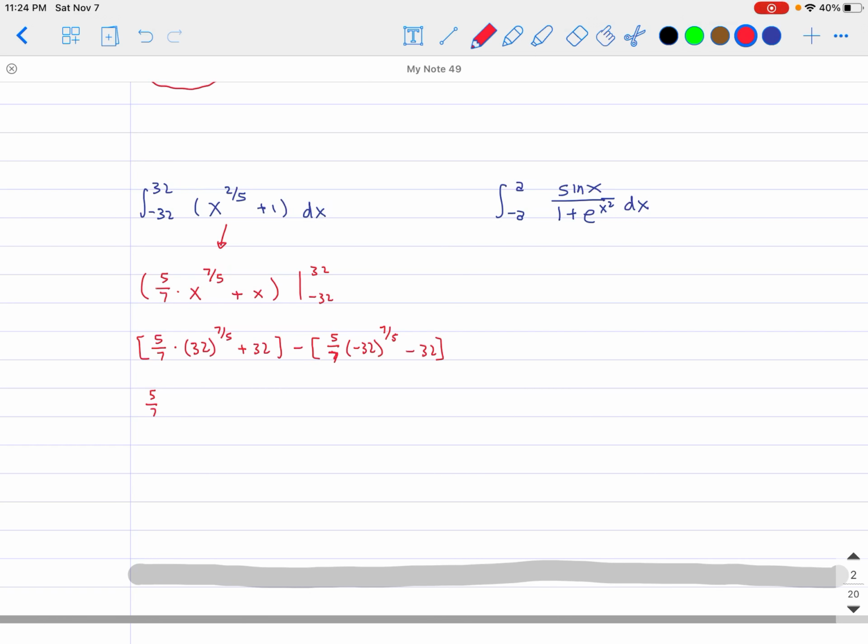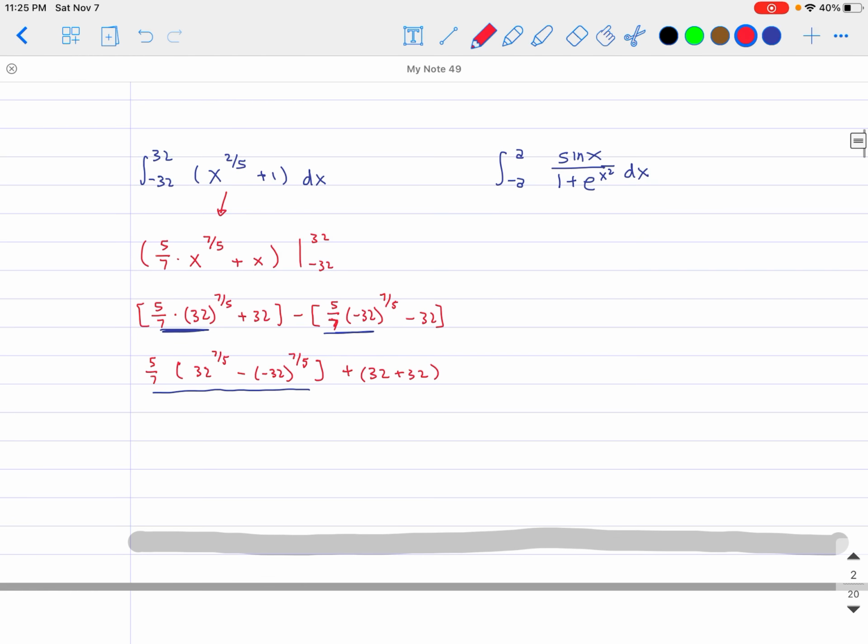We have 5/7 multiplied by 32 raised to the 7/5 minus negative 32 raised to the 7/5. Again, what I'm doing is basically taking the like terms and combining them, which is this guy and this guy right there. So that will give me this piece over here. Then we have the second part, which is going to be plus 32 minus negative 32. So that's going to be plus 64 over there. Okay. Keep cleaning it up.